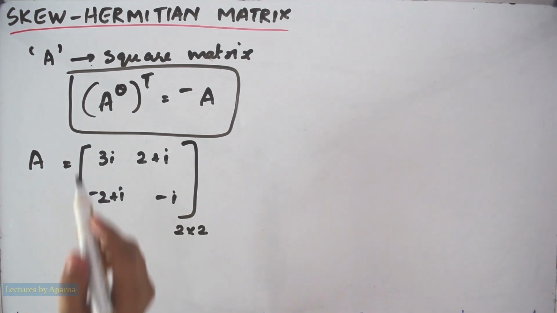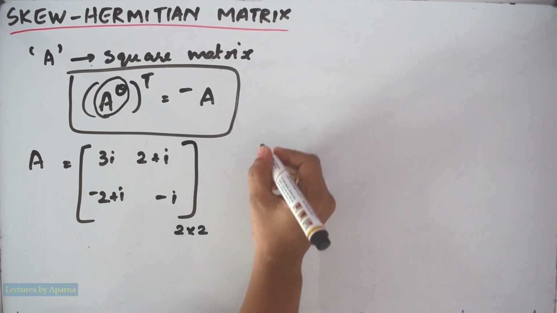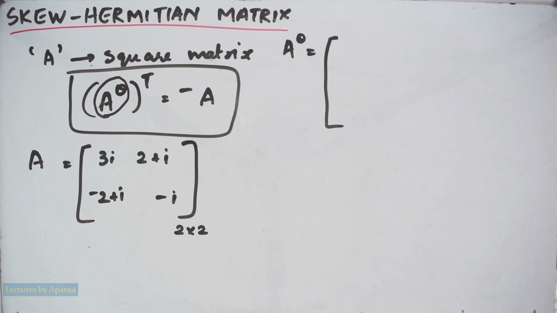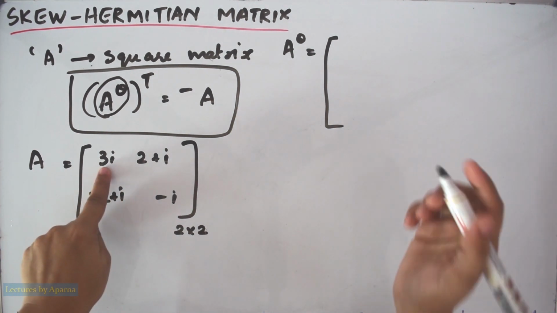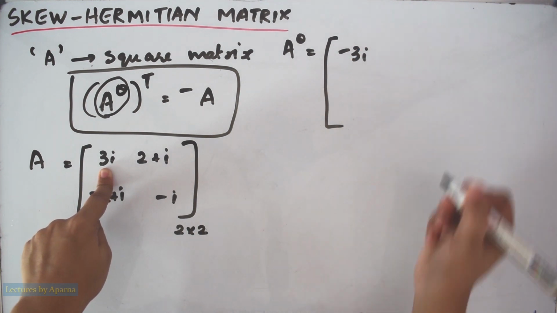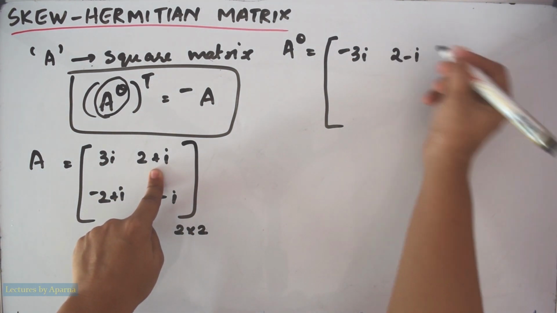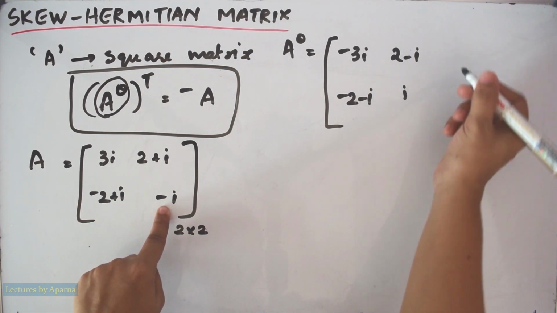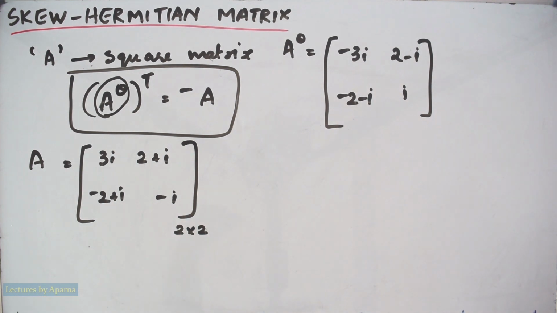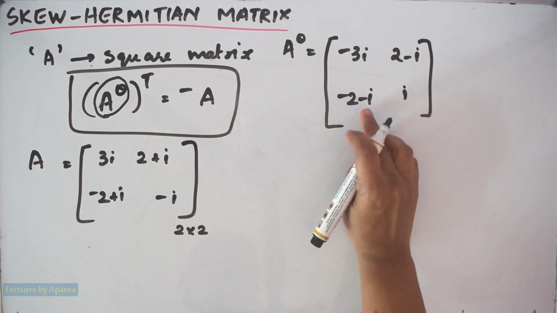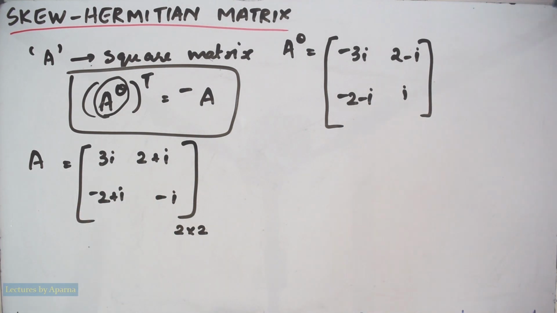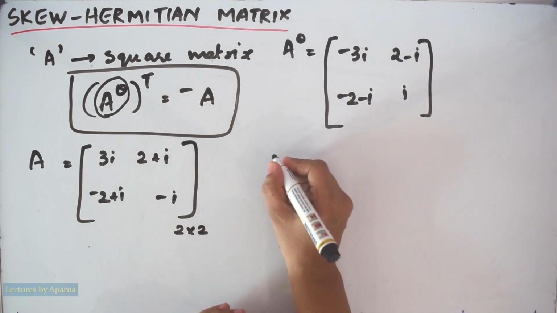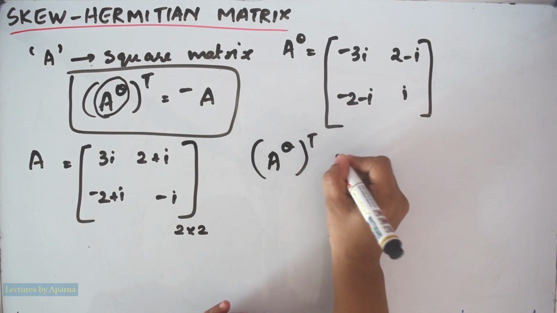We have to find the conjugate, A conjugate first. So I am writing A conjugate is equal to, I have to write the conjugate of each element. So for first element the conjugate will be minus 3i. This one it will be 2 minus i. This one minus 2 minus i. This one i. That is, you have to change the sign of the imaginary part. Only the imaginary part sign should be changed. The next step is to find the transpose of this conjugate matrix. So A conjugate whole transpose.